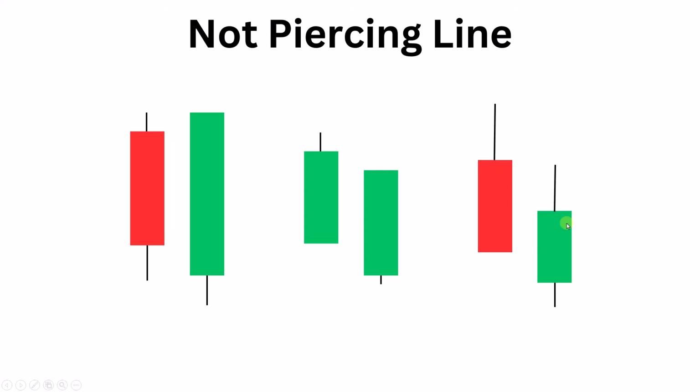Alright, now it doesn't matter whether the price has gone up after forming this pattern. According to the rules, we do not consider this as a piercing line pattern. Alright, now let us take two charts and see how we can take trades in them.